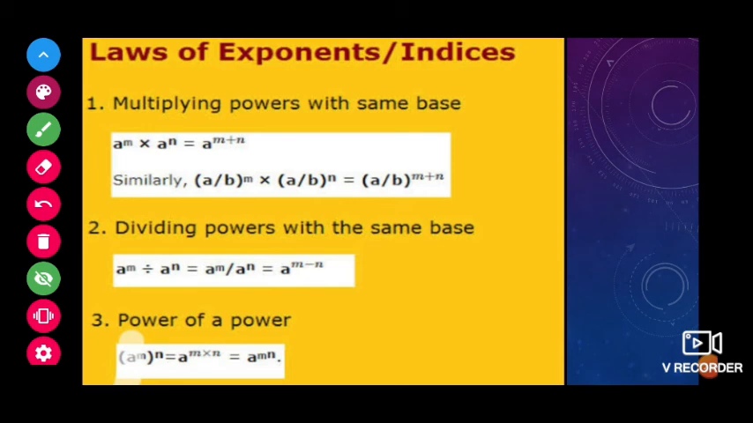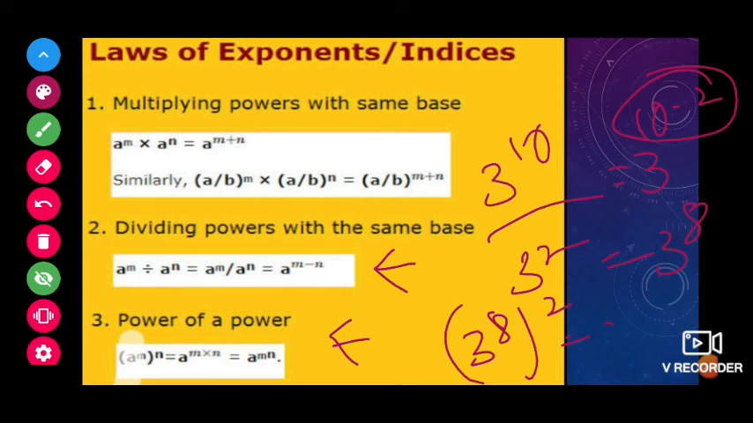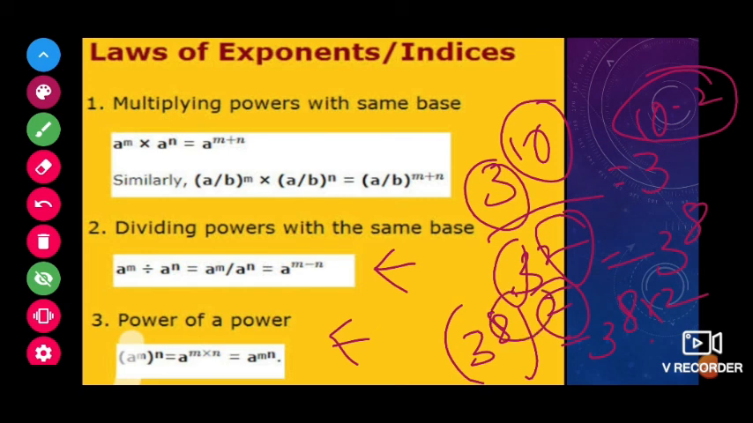In the same way, division also: 3 to the power 10 by 3 to the power 2, we can write 3 to the power 10 minus 2. Division means subtraction, so 3 to the power 8. If there is a power to the power, like 3 to the power 8 whole to the power 2, then 3 to the power 8 into 2, that is 3 to the power 16. Here we can observe the same base and we are doing some action on the powers, isn't it?